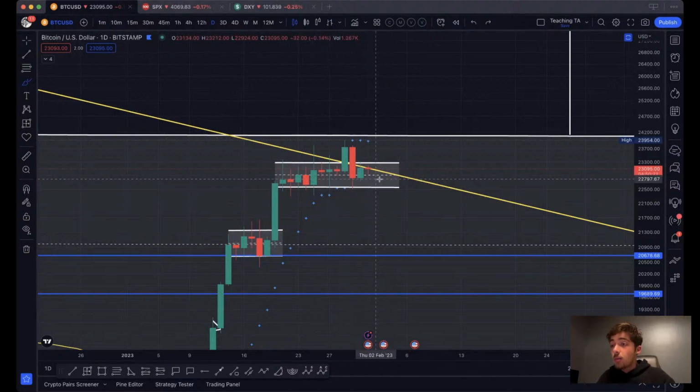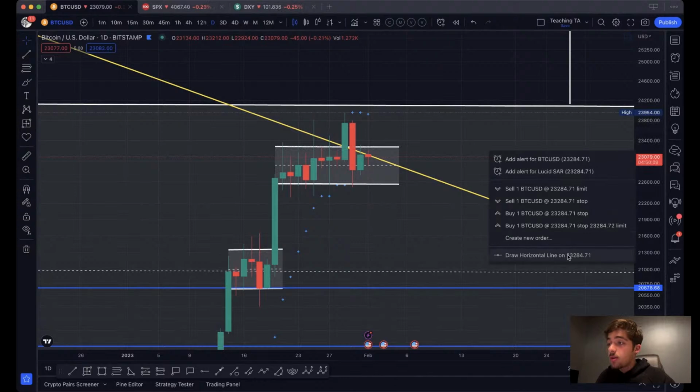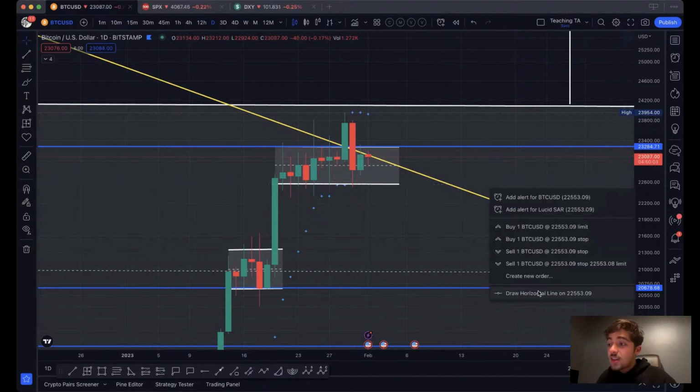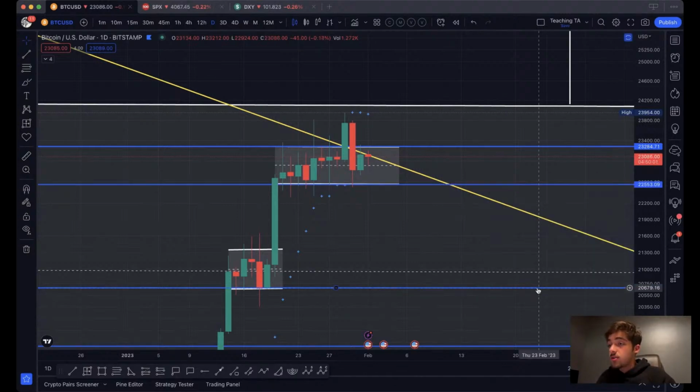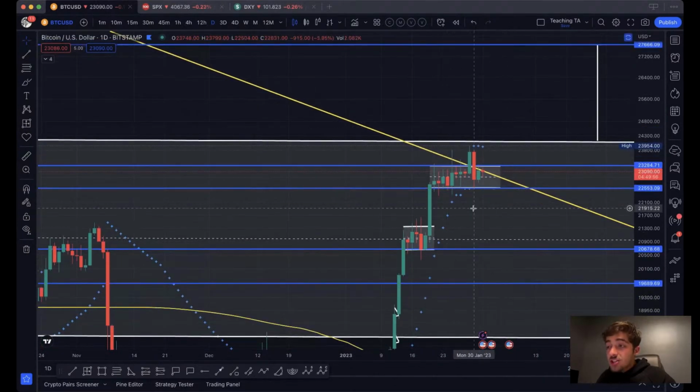And we did see a parabolic SAR sell. So important places to watch before this Fed meeting is announced and the Fed rates are announced is right over here. For a bullish breakout, we really need to be watching out for this $23,284 range. And for a breakdown that we could potentially see is the $22,550 range.